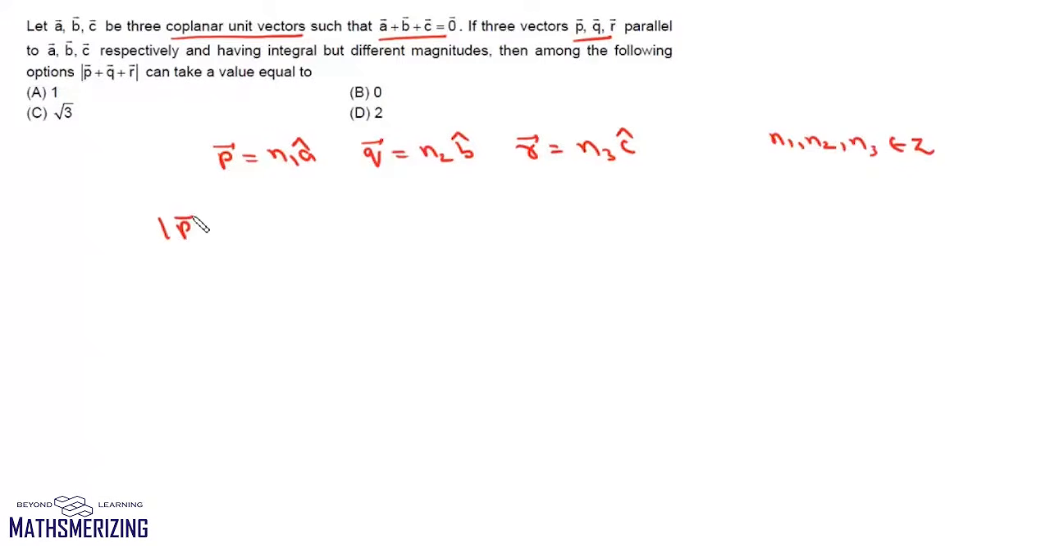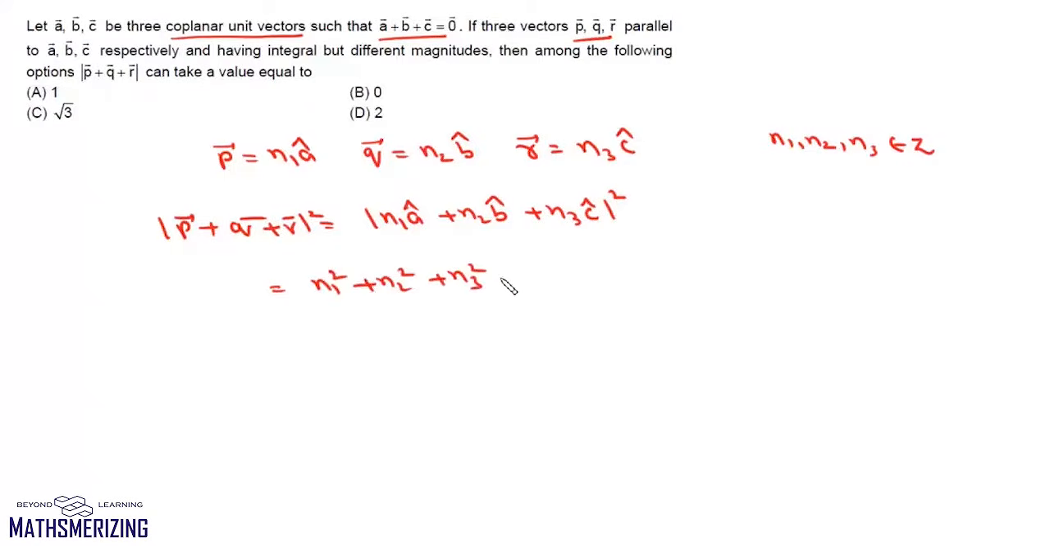Now mod of P plus Q plus R whole square will be mod of N1 A cap plus N2 B cap plus N3 C cap whole square, which is N1 square plus N2 square plus N3 square plus 2 times N1 N2 A dot B plus N2 N3 B dot C plus N3 N1 C dot A. Now it is given that A plus B plus C is 0.